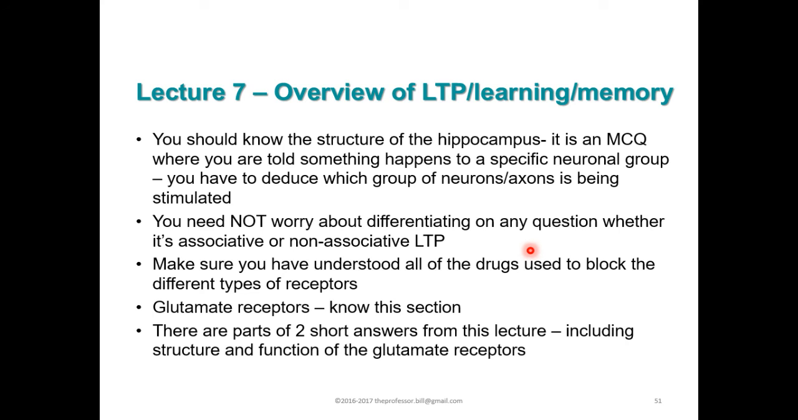Again, make sure that you've understood all of the drugs that are used to block the different types of receptors. You should know the structure of the glutamate receptors, and make sure that you know the parts of this section. And there are 2 short answers actually based on what is covered in this entire lecture. This includes the structure and function of the glutamate receptors as well as knowing the differences between early and late phase glutamate responses. Okay? Do you have any questions on this or anything that you're not sure about? Raquel, yes?